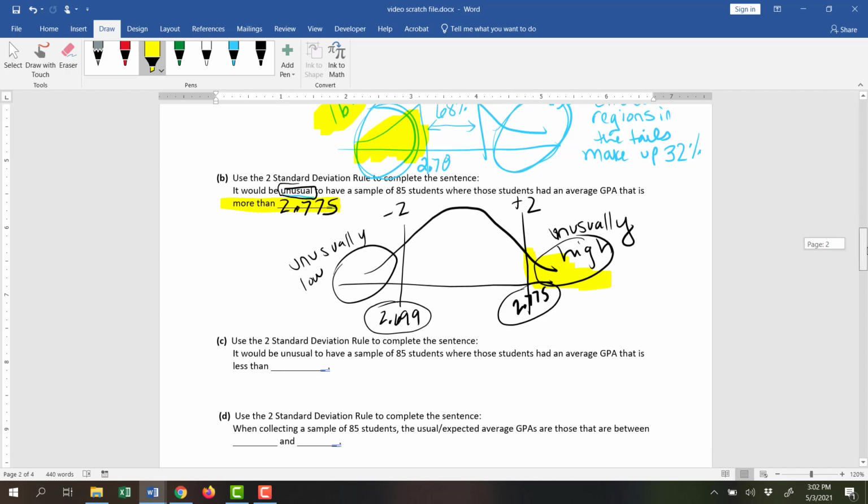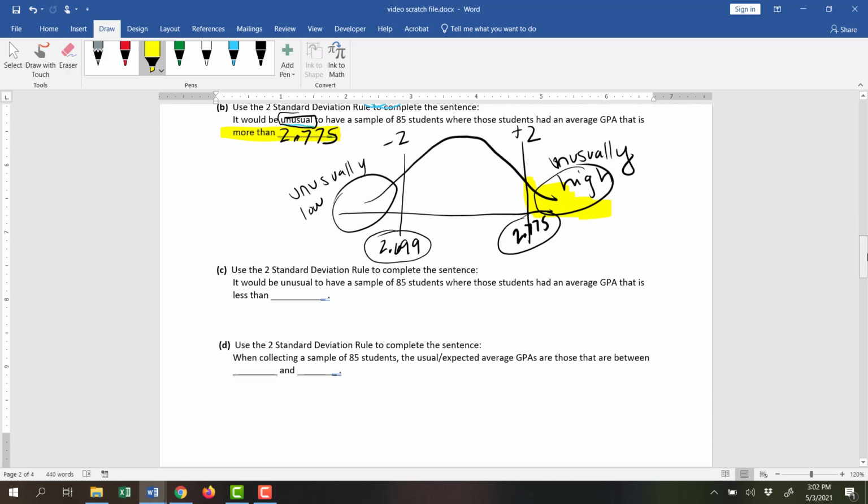So the last two questions are really similar and use that same sketch that we just drew there. It says it would be unusual to have a sample of 85 students where those students have an average GPA that is less than how much? Well, less than 2.699 would be unusual.